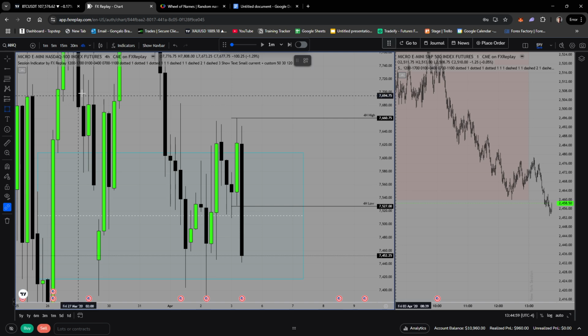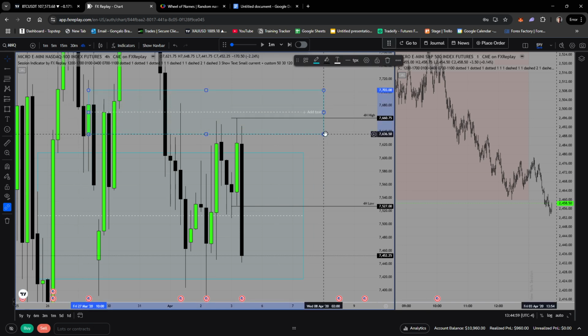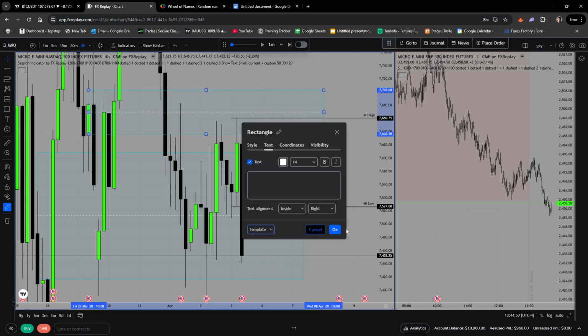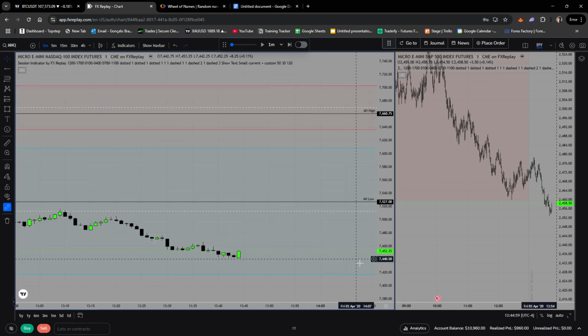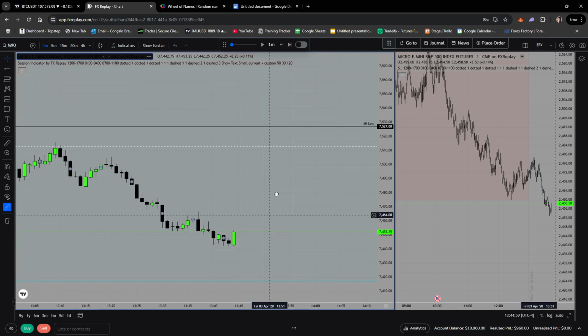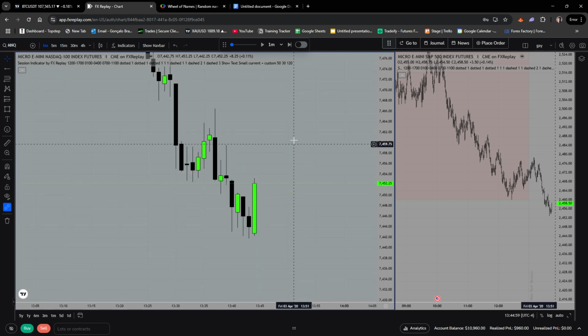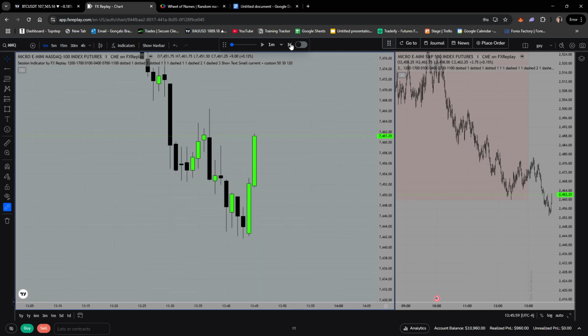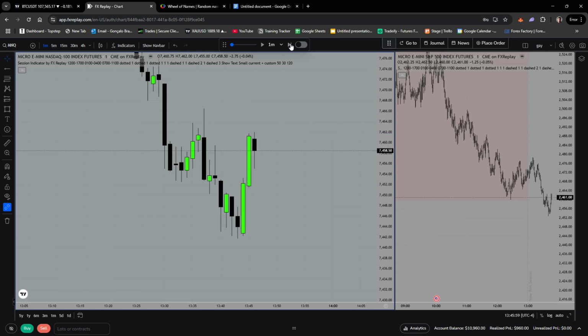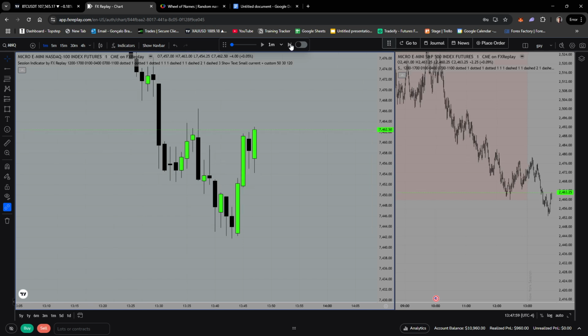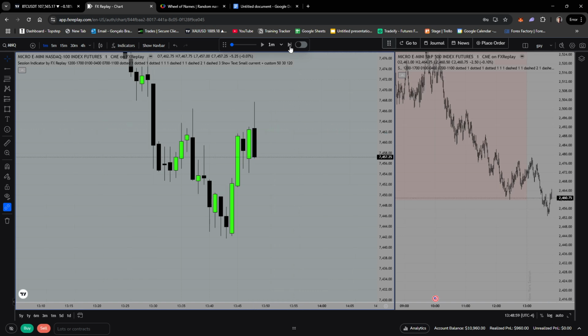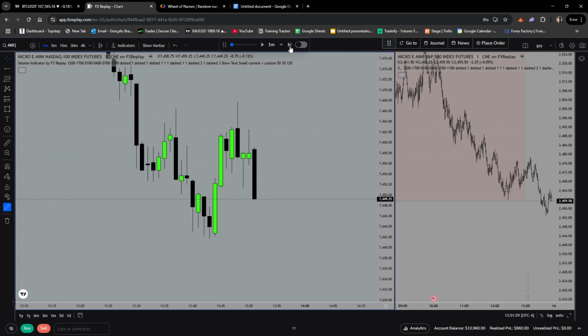Okay, now we've got some better context. So we swept a low inside a gap. We definitely favor being bullish. Let's wait for either SMT or a unicorn model. Not convinced in this just yet.